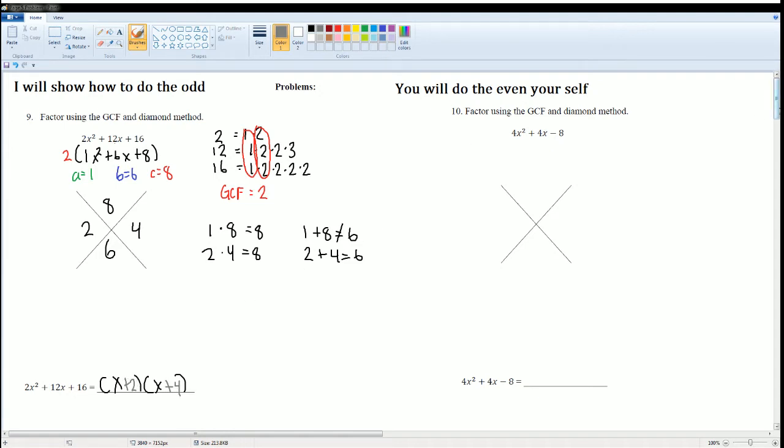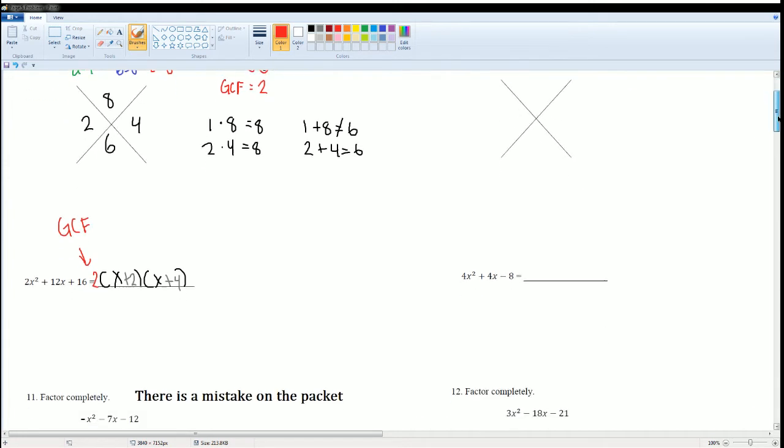Good? You're going to do the same process here. Find the GCF. Oh, you're not done here, I forgot. You have to put the GCF. Remember, we pulled out a 2, so you need to have the 2 here. Remember, this is the GCF. Don't forget it. Now you're done.